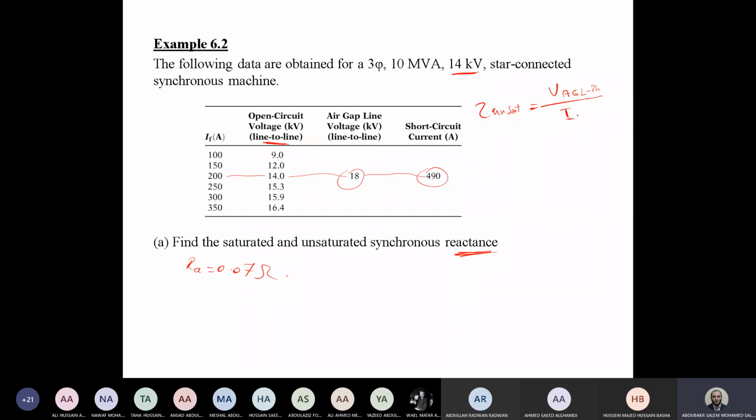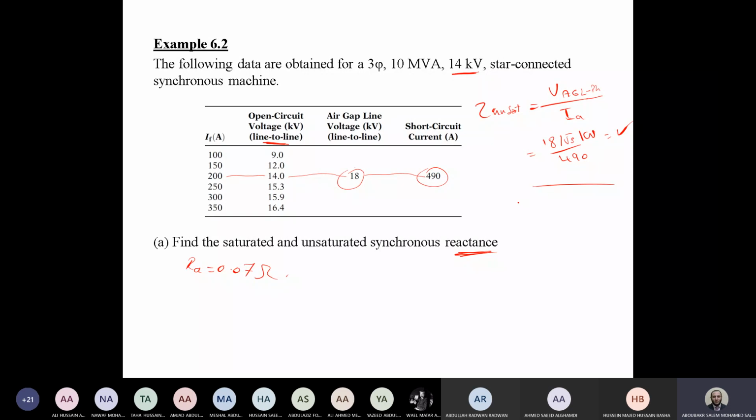So we can now say the air gap line as a phase value equals 18 kilovolt over square root of 3, over the value of armature current, which is given as 490. So this will give you the value of Z. You have the value of resistance, so easily you can get X as the square root of Z squared minus R squared. So this is for the unsaturated type.